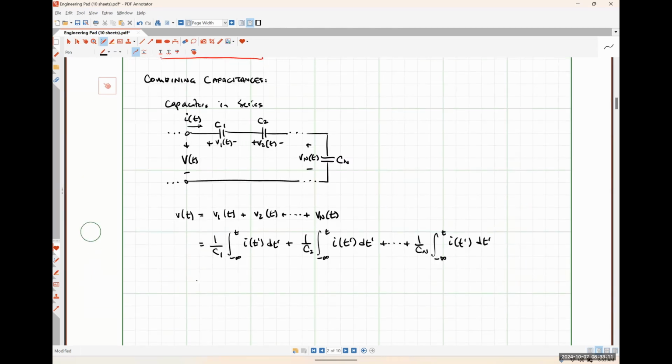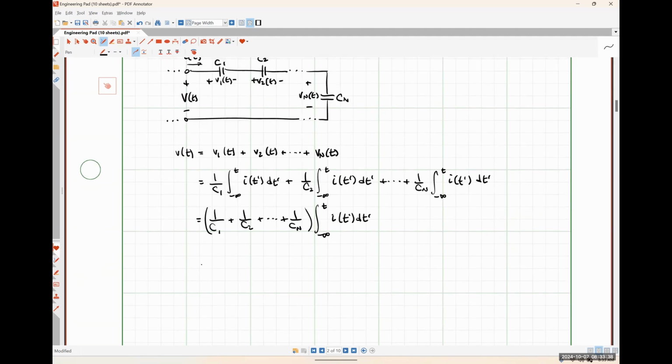And now I can simply factor out that integral because it is common to everything, leaving me with 1 over C1 plus 1 over C2 all the way out to 1 over C sub n times the integral from negative infinity to t of I of t prime dt prime, or 1 over CEQ times the integral from negative infinity to t of I of t prime dt prime, where CEQ is 1 over C1 plus 1 over C2, all the way out to 1 over C sub n, or 1 over the sum from i equal to 1 to n of 1 over C sub i.